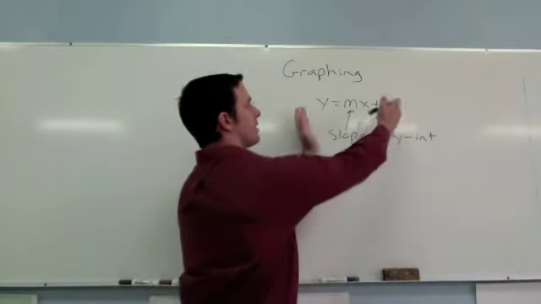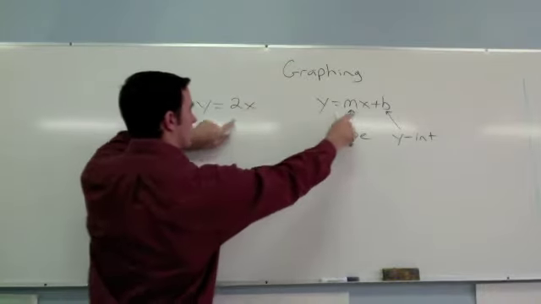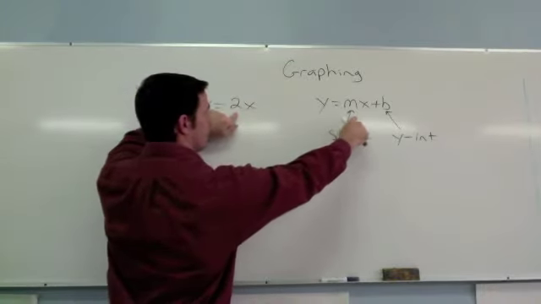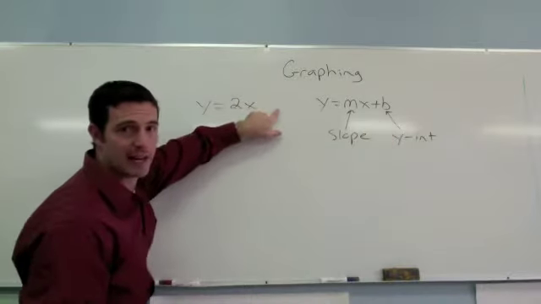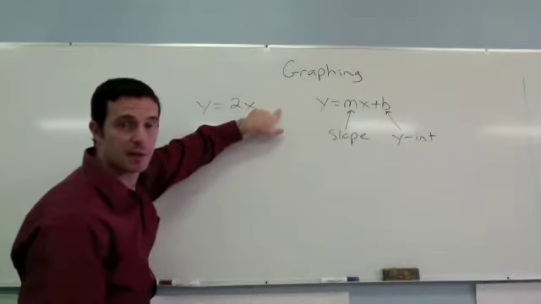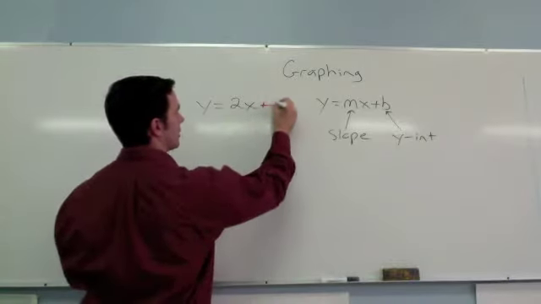So if we compare this to this, you notice I do have an m value. My m is 2. But I don't have a b value. Since I do not have a b value, that means the b value is 0. So you can take this and write plus 0.